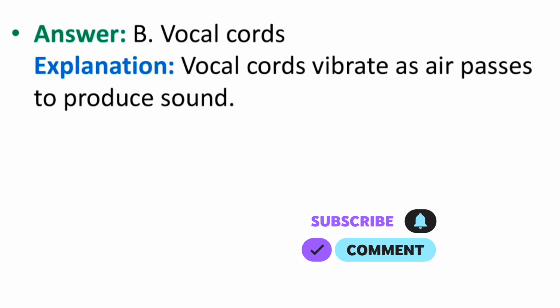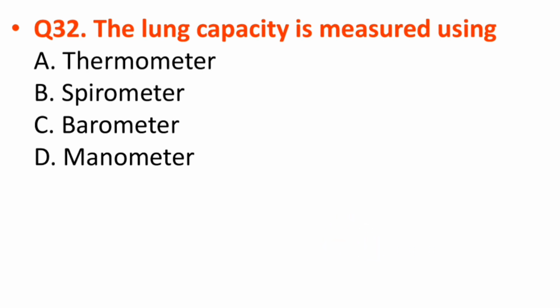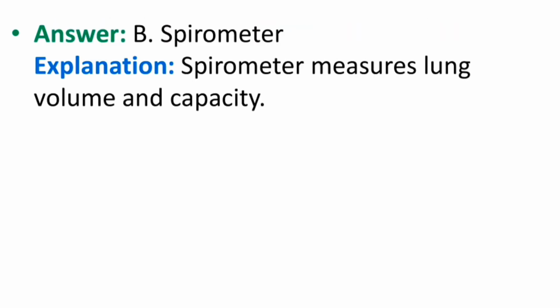The lung capacity is measured using option A thermometer, option B spirometer, option C barometer, option D manometer. The correct answer is option B spirometer. Spirometer measures lung volume and capacity.